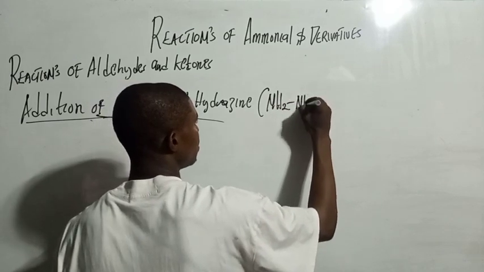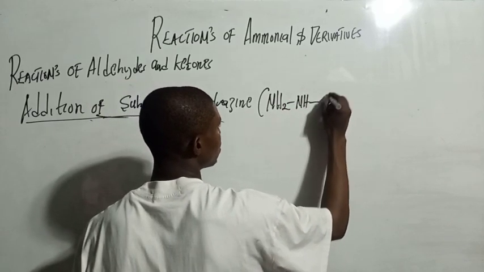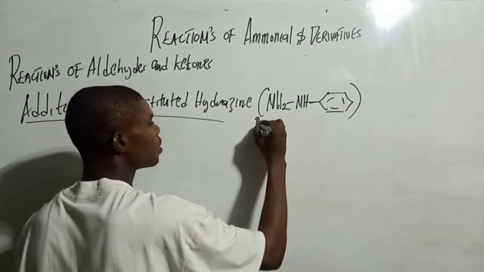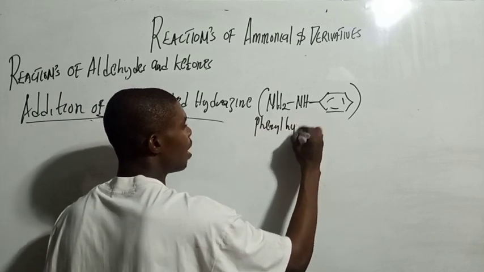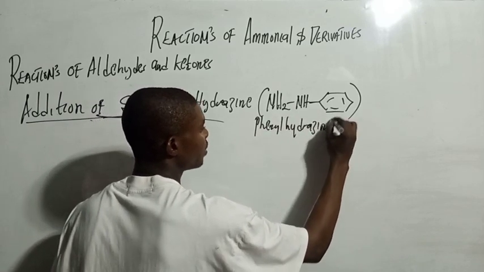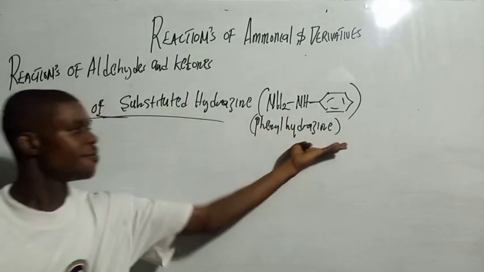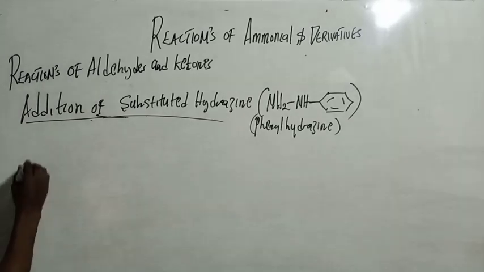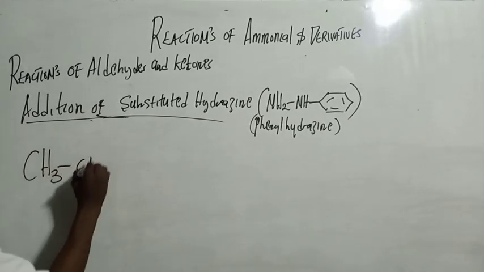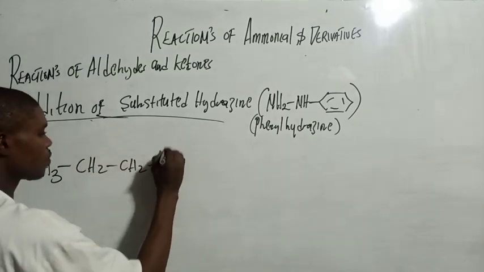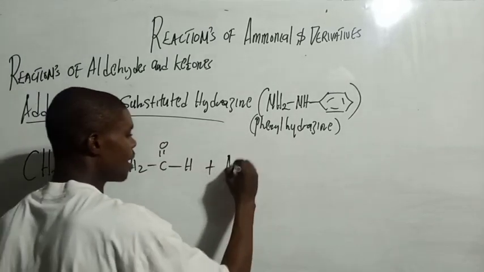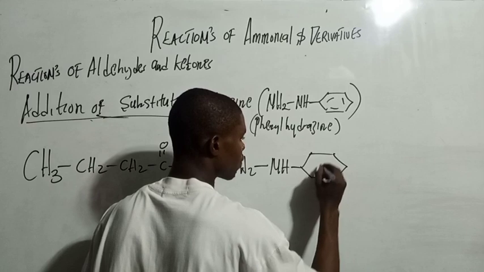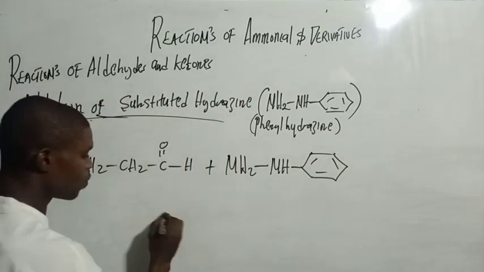So the first one I want to look at is NH2NH. This is called phenylhydrazine. So in a similar way here, we have CH3CH2CH2C plus NH2NH. What will be the product of the reaction?